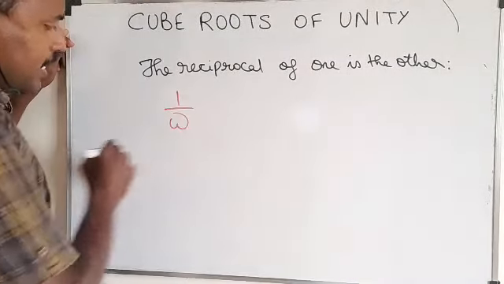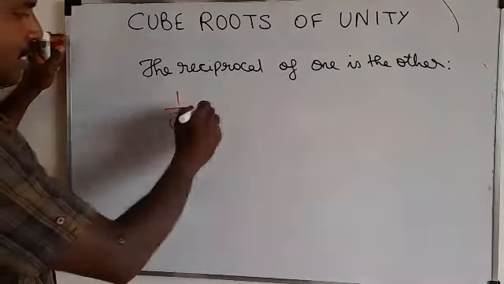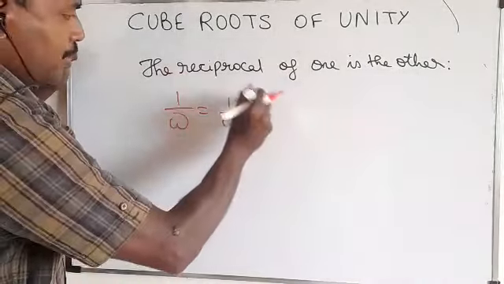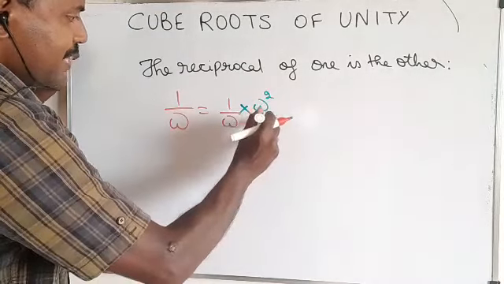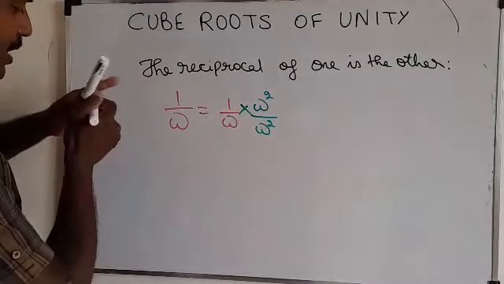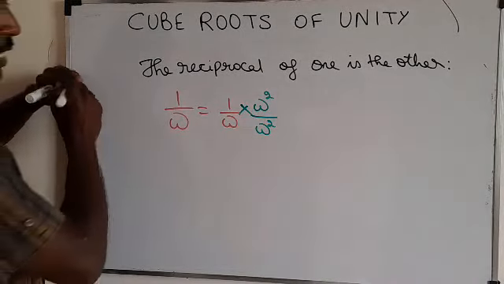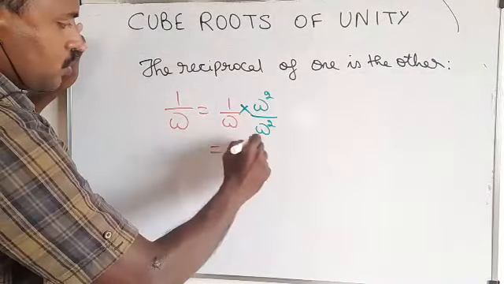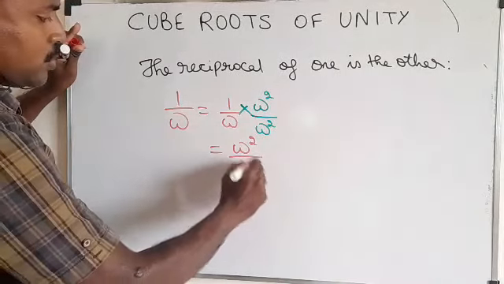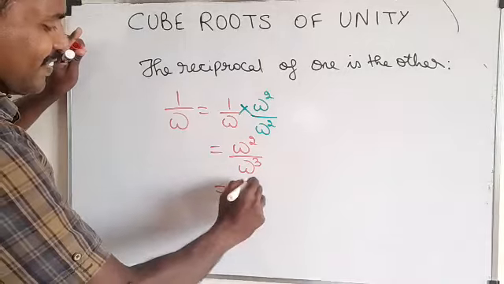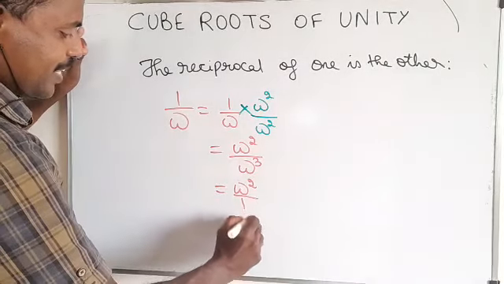Let us find the reciprocal of omega. What I am going to do is multiply and divide by omega square. If I multiply and divide by the same quantity, the value will not be affected. Everybody knows this. So 1 into omega square is omega square, and omega into omega square is omega cube. But omega cube is equal to 1, so omega square by 1 is equal to omega square.